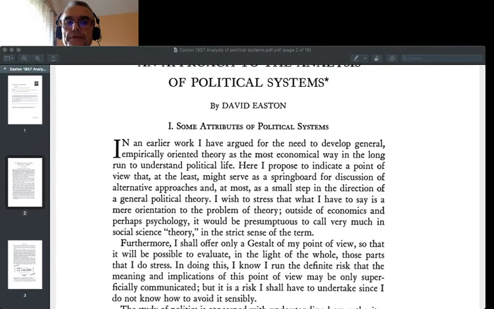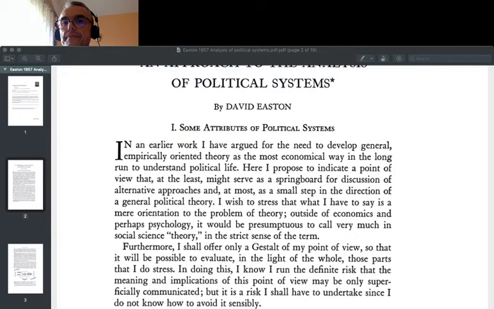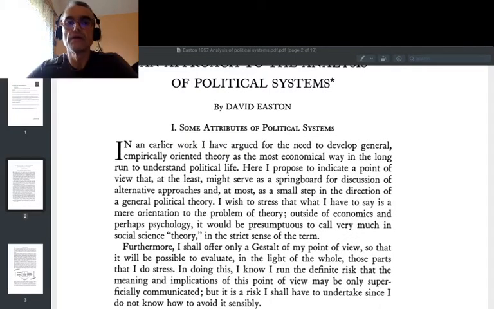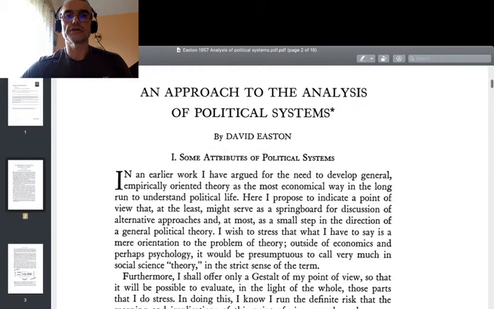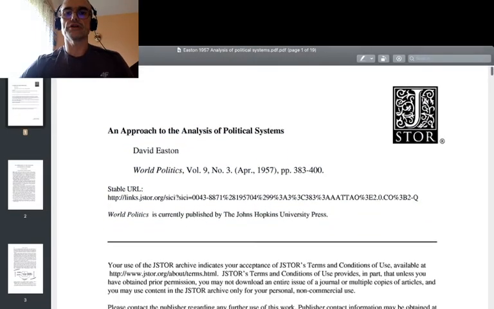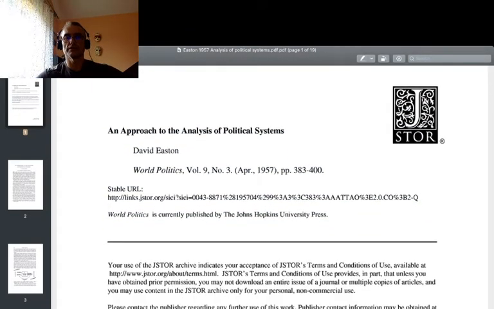Let me just switch on my computer to that article by Easton. So here we have an article published in 1957, one year after the one that we have just been reading: "An Approach to the Analysis of Political Systems." Let's see a different point of view.